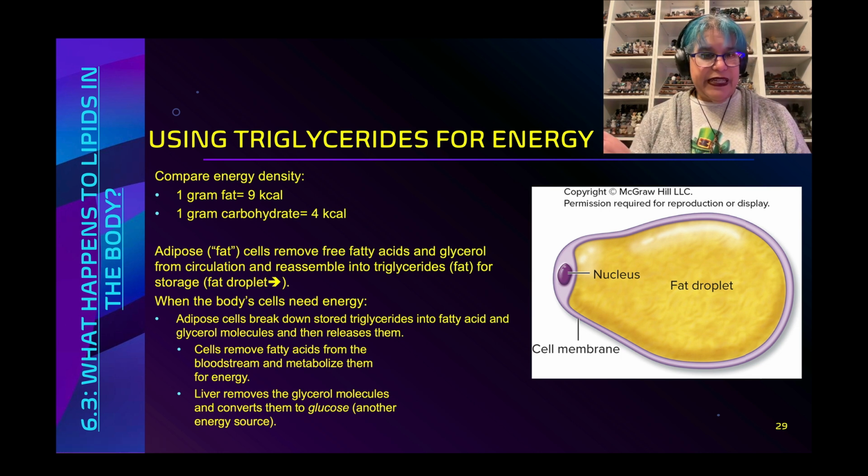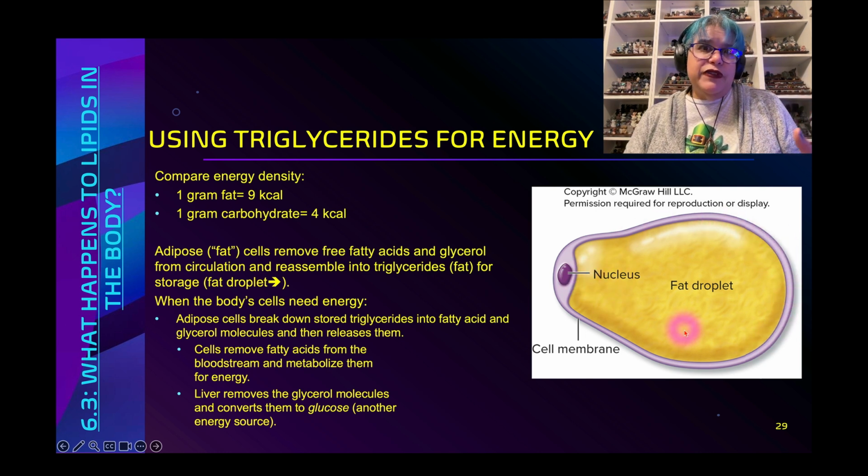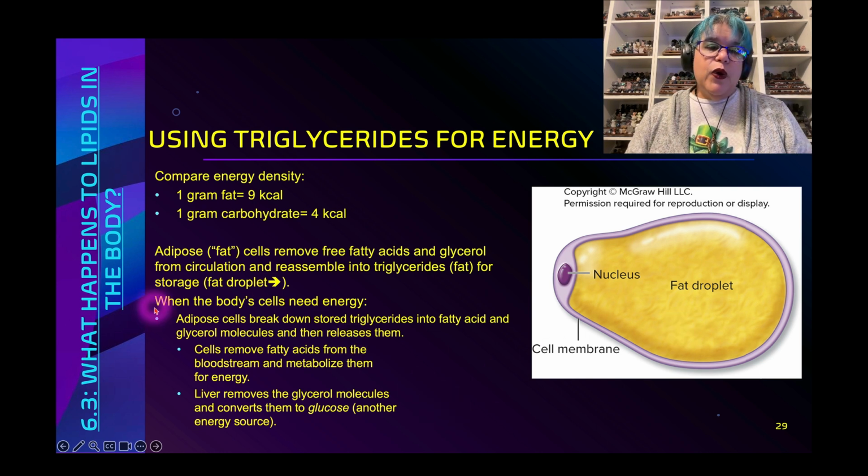Adipose, very fancy way of saying fat cells, remove free fatty acids and glycerol from the circulation and reassemble them into triglycerides and store them inside the cell. If you look at this cell, the majority of the room in this cell is taken up by a fat droplet. So it is actually a storage facility for our fat. When the body's cells need energy, the adipose cells will break down the stored triglycerides into fatty acid and glycerol molecules and then release them.